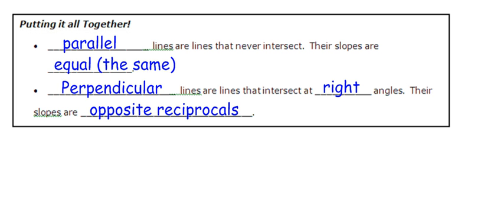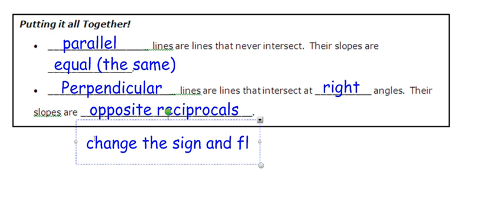So parallel lines are lines that never intersect. This means that their slopes are equal or the same. Perpendicular lines are lines that intersect at right angles. Their slopes are opposite reciprocals. So when you hear opposite reciprocals, what you should think is change the sign and flip the fraction.